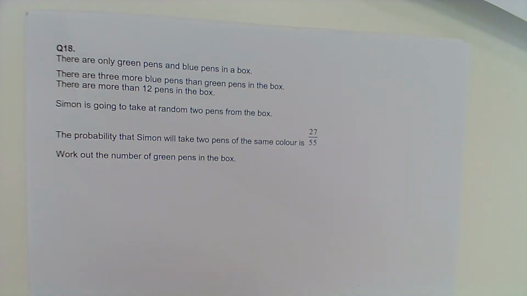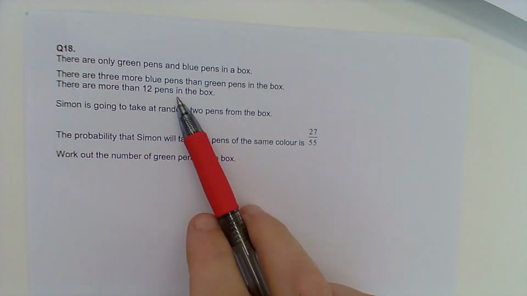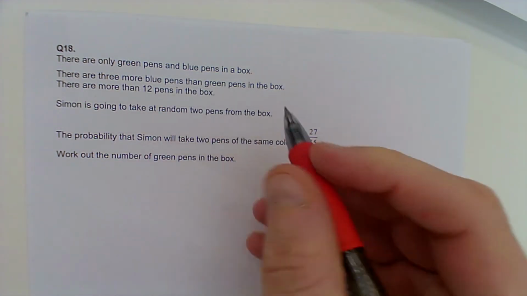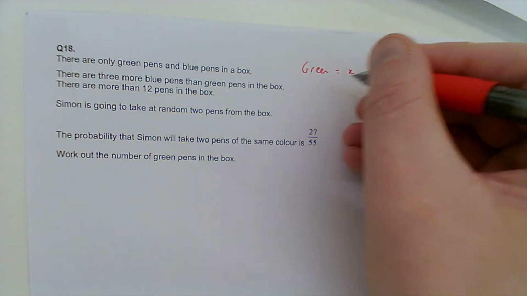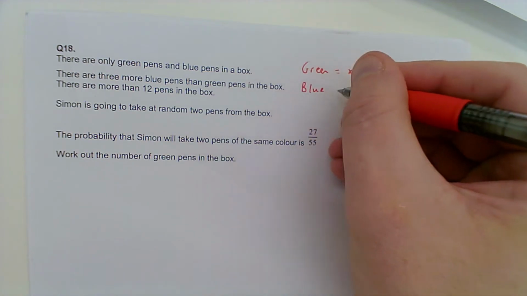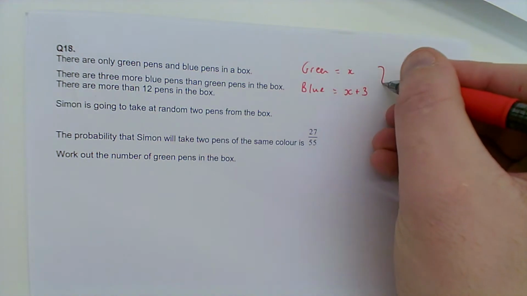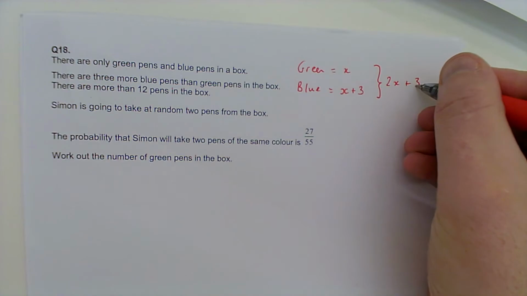Okay, so the last question is quite tough. There are only green and blue pens in the box. There are 3 more blue pens than green pens, and there are more than 12 pens in the box. So when we start to look at it, I've got 3 more blue pens than green pens. If I say green is x, then blue is x plus 3, because there's more of them. So in total, I have 2x plus 3.